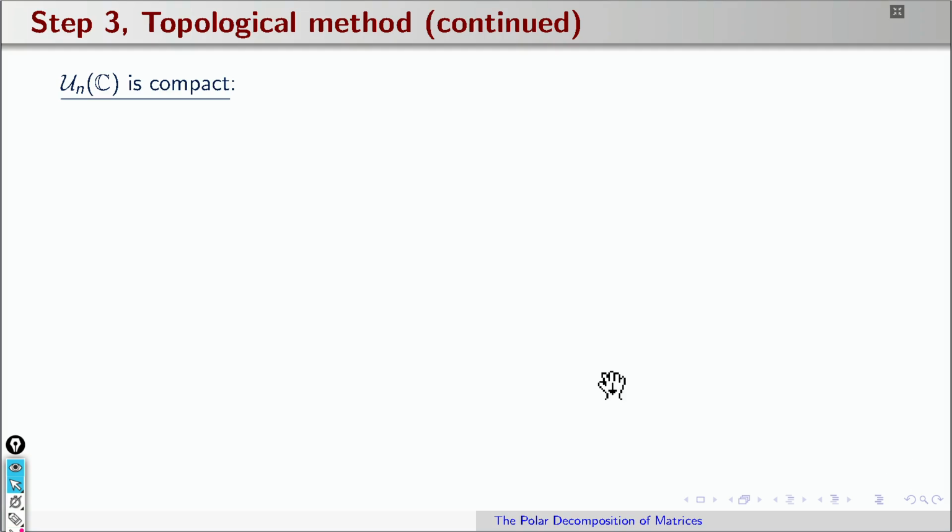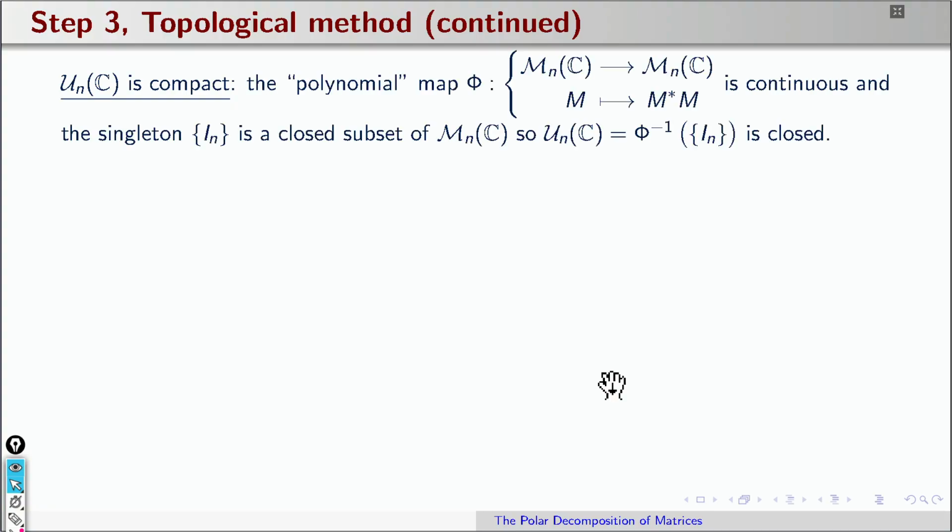We need now to show that the set of unitary matrices is compact. It is a subset of a finite dimensional space of n times n matrices, so of dimension n squared. So it suffices to show that it is closed and bounded. It is closed as the level set of a continuous map. The set of unitary matrices is where M star M equals identity. A single element is, of course, a closed subset of the topological space of matrices. So this is closed because the map is continuous.